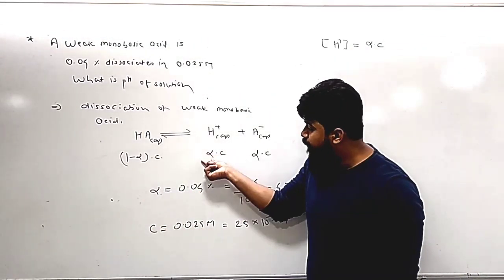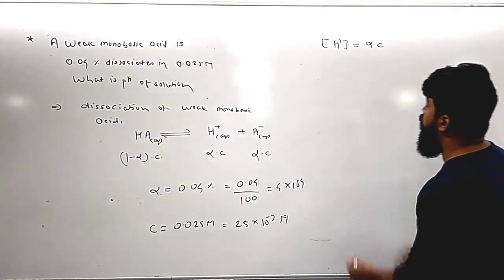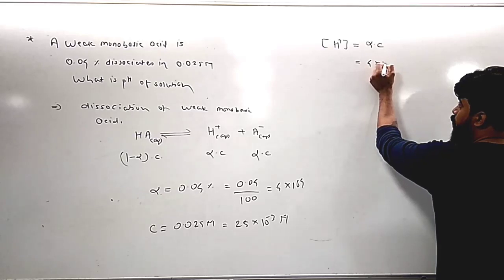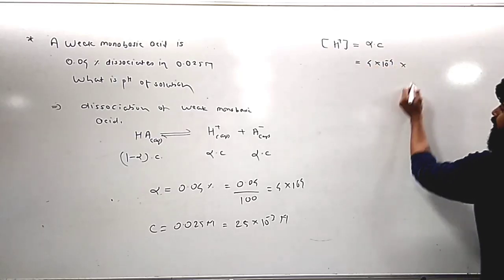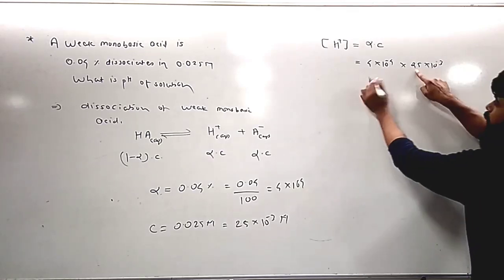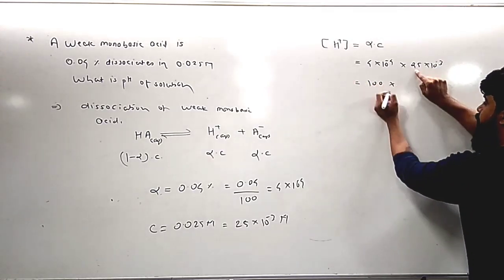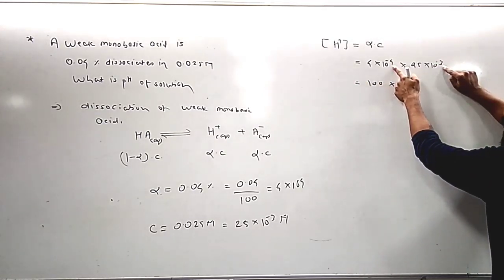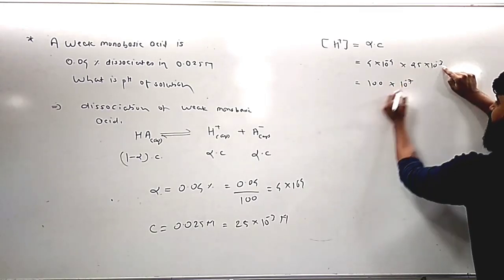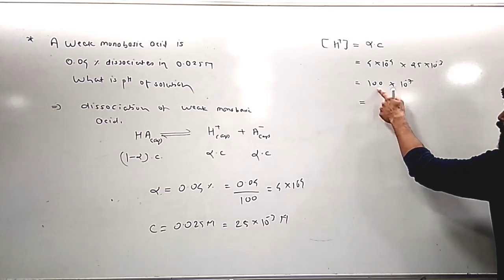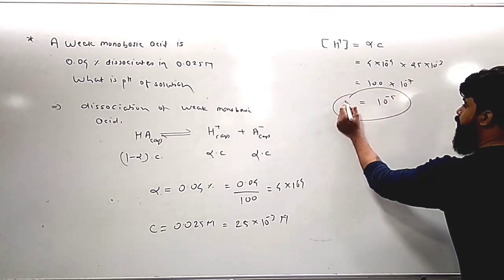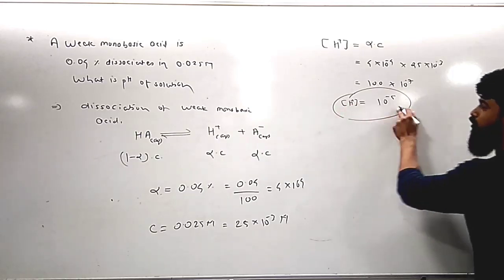By using alpha and C, we can find the H plus ion concentration, alpha into C. So alpha is 4 into 10 raised to minus 4, and C is 25 into 10 raised to minus 3. 4 into 25 is nothing but 100. 100 into 10 raised to minus 4 into 10 raised to minus 3 becomes 10 raised to minus 7. 100 is 10 raised to 2. So 10 raised to 2 into 10 raised to minus 7, we got the answer 10 raised to minus 5. So the concentration of H plus ion we got here is 10 raised to minus 5.